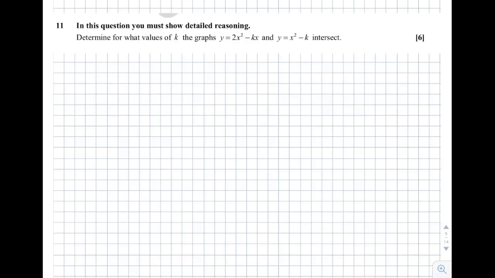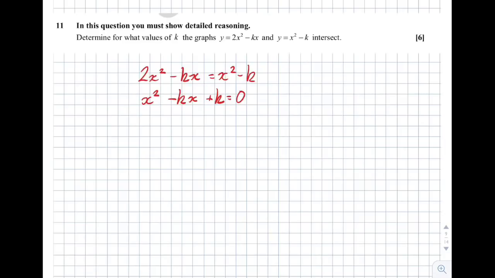Now, for questions like this, what I'd recommend doing is, let's say we're imagining finding the points of intersection and then see what happens. So what we do in that case is we'd make 2x squared minus kx equal x squared minus k. So it looks like a quadratic here, so let's get everything over to the left-hand side. So if we take away x squared, we'll have x squared minus kx plus k equals 0.